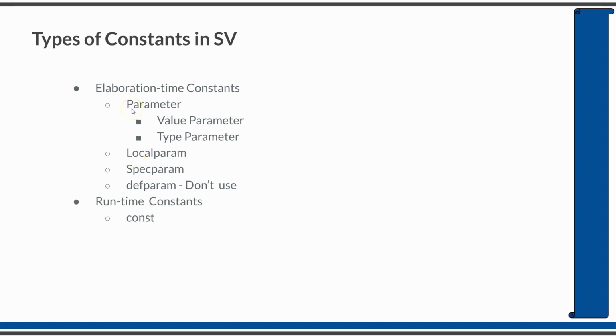In SystemVerilog there is not much difference between the terms parameter and localparam, but in Verilog parameters and localparams were totally different. In SystemVerilog both of them are almost identical, and you can use them interchangeably. If you consider parameter or localparam, again there are two types of parameters: a value parameter and a type parameter. We will see how to define a value parameter and type parameter in the next slide and how to use them.